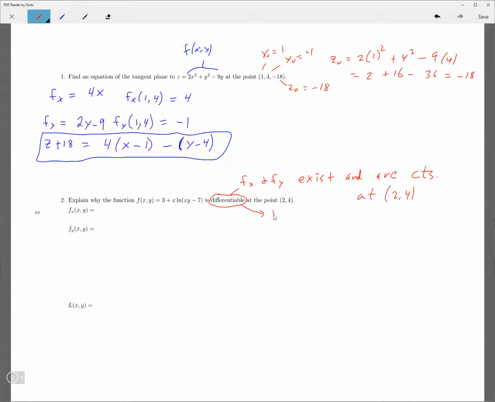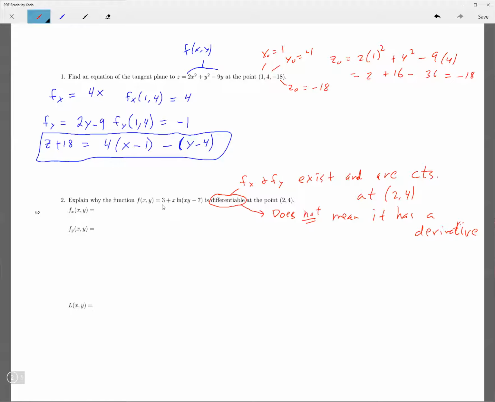Okay, what it does not mean is that it has a derivative. Now, of course, it's going to have partial derivatives. So basically, it just means it has partial derivatives and that those partial derivatives are continuous. It does not mean it has one single derivative, because that doesn't happen.